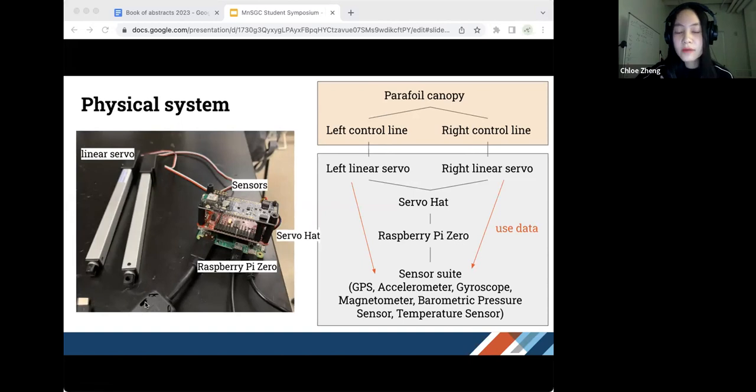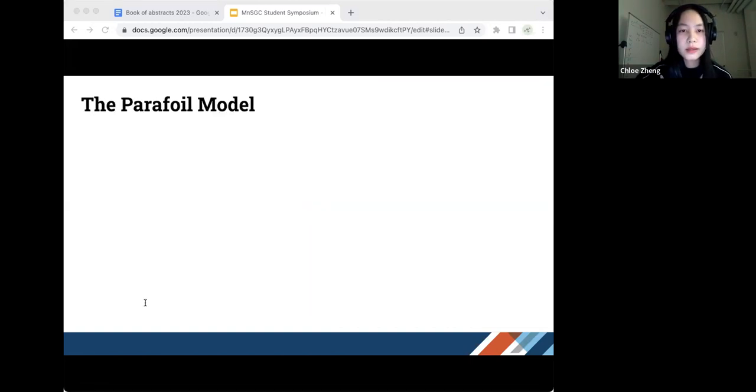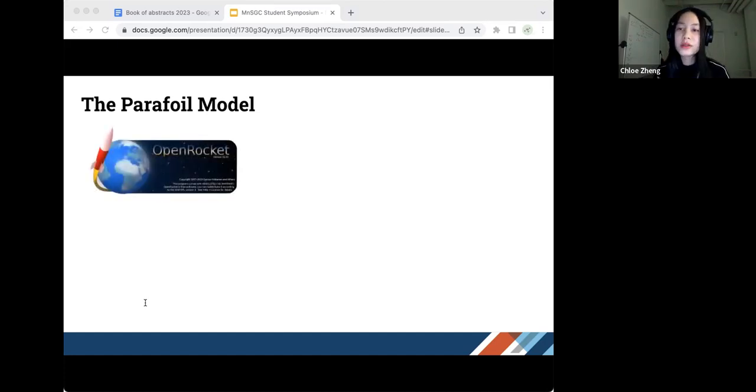Yeah, so that's our physical system. And now we want to do some theoretical modeling with the parafoil. First of all, for our previous competitions, we usually used software like OpenRocket just to demonstrate flight simulations. So we know how to use those software packages, and we never needed to learn all of the specifics of the aerodynamics of the whole flight.